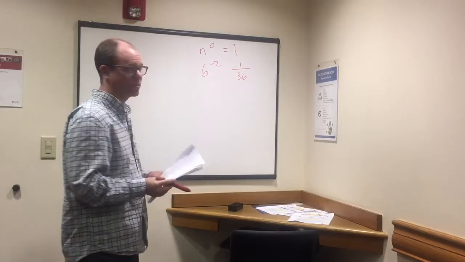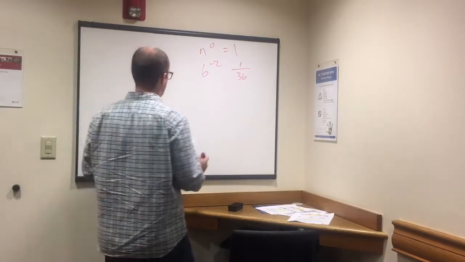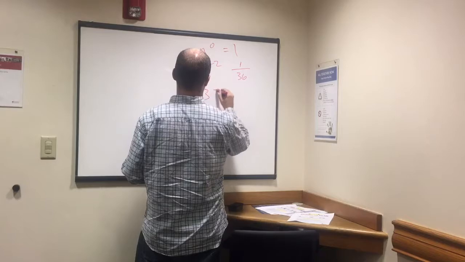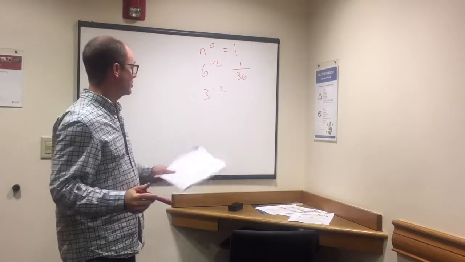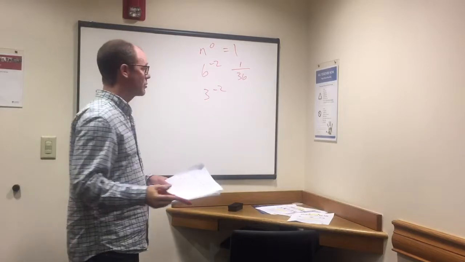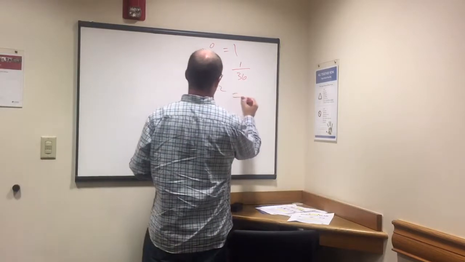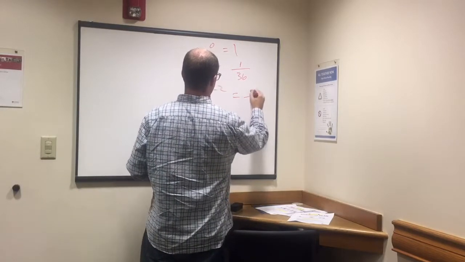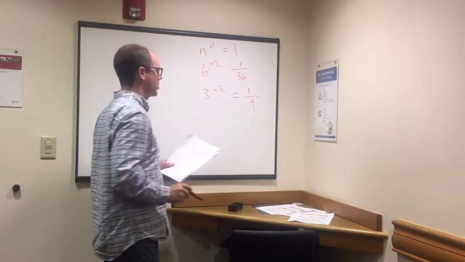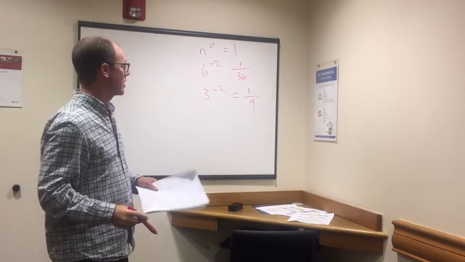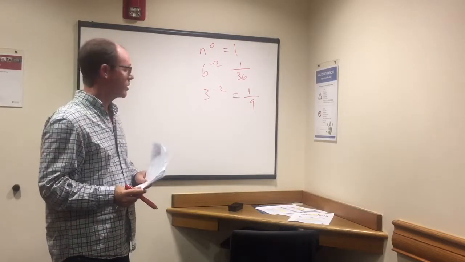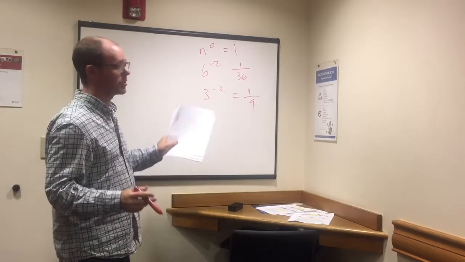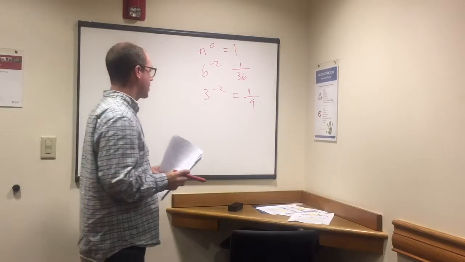To do another example, let's see if we can be comfortable with this. What's 3 to the negative 2? 3 squared equals 3 times 3 equals 9. That goes in the denominator, 1 up top, so it equals 1/9. So when you see a negative exponent, it's always 1 on the numerator, and then whatever that number is squared, just with a positive exponent, on the bottom.